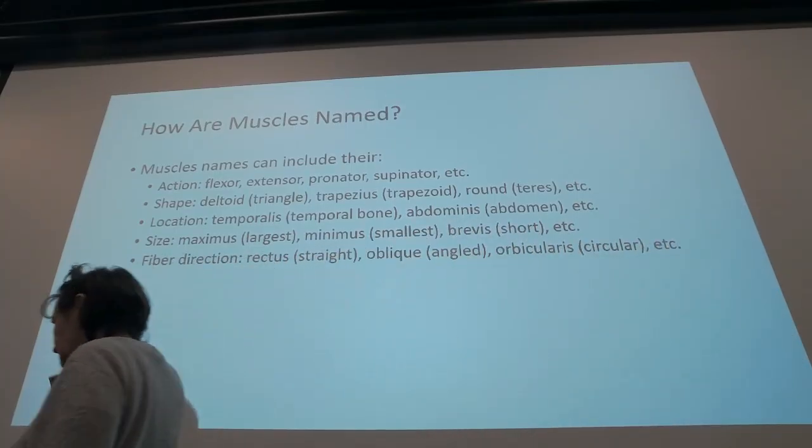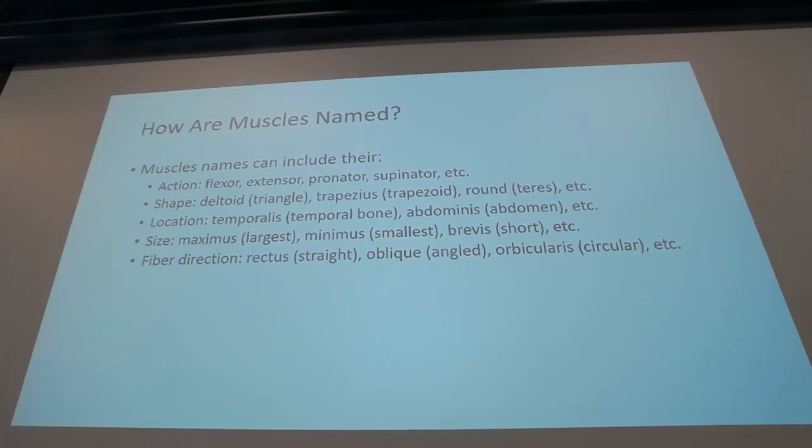Okay, now naming muscles. The muscles can be named based on size, location, action, and a combination of any of these names. So for instance, for action, we have flexors, extensors, abductors, adductors, pronators, supinators. So that's how you name them, depending on what they do.